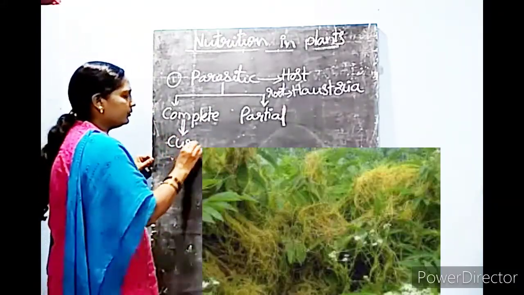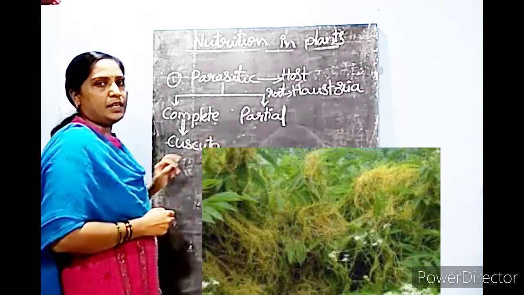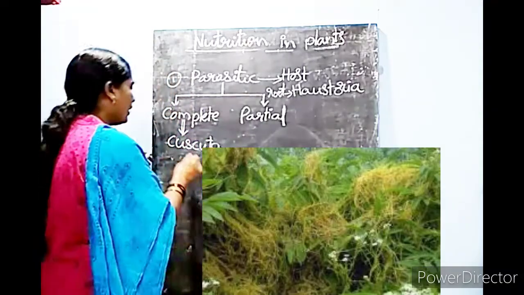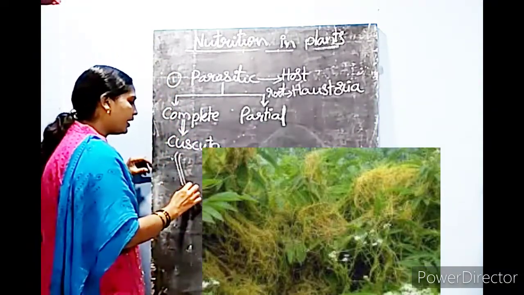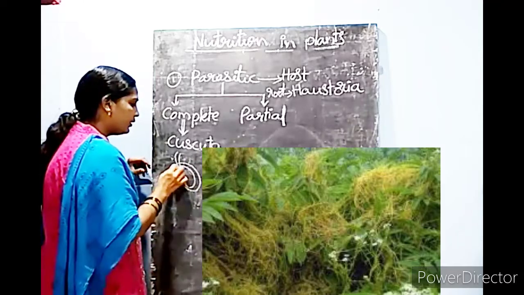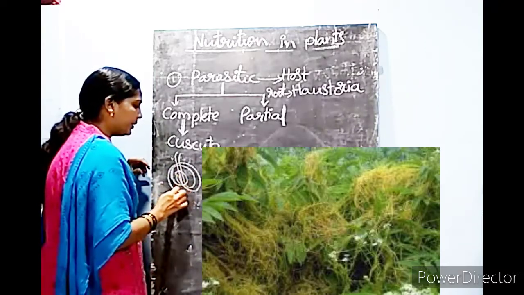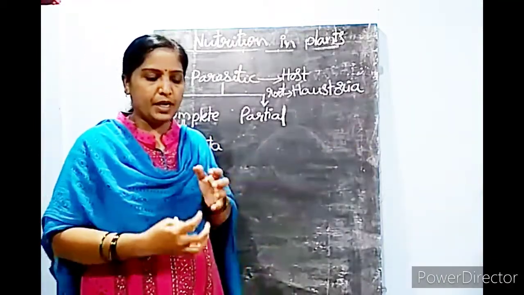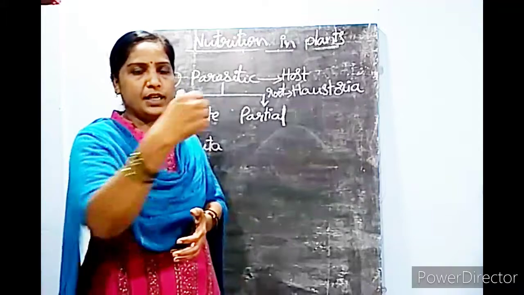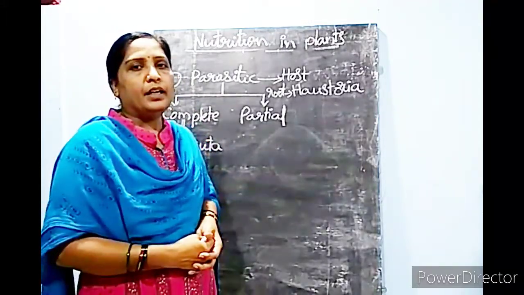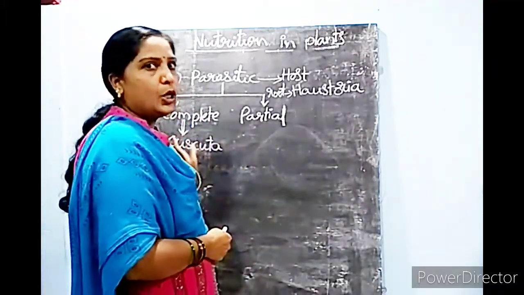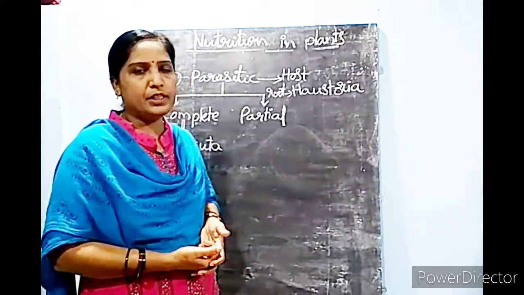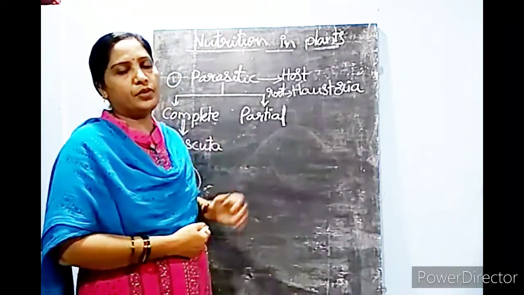Example, Cuscuta. Cuscuta is an example of a complete parasite. It appears like a bundle of wire. I'll show you this picture in the video, children. When we make a bunch of wire, how it looks, it twines around the host plant. It looks yellow in color. There won't be any green color. Chlorophyll is not present, so they cannot make their own food.